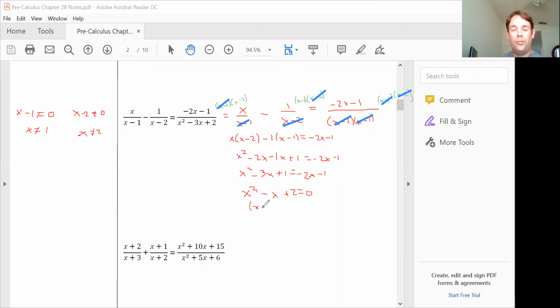So we have x minus 2, we have x minus 1. So x equals 2, and we have x equals 1. So when we go through and we are finishing this up here. Oh, did I make a mistake? I did make a mistake. I meant to make that a minus 2. So that's all right though.